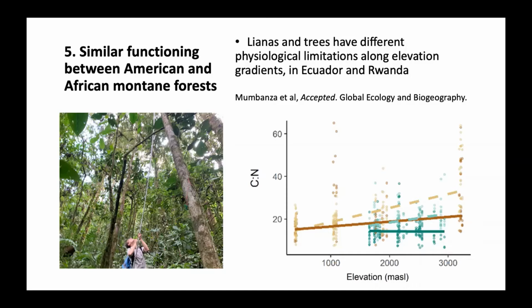We have also found that lianas and trees have different physiological limitations among elevation gradients, and these patterns hold for both Ecuador and Rwanda. These findings allow us to make better predictions about how these 2 groups of woody plants will respond to changing climatic conditions.